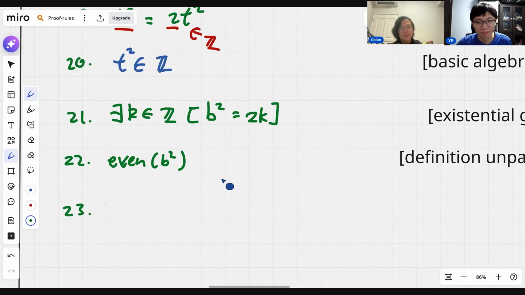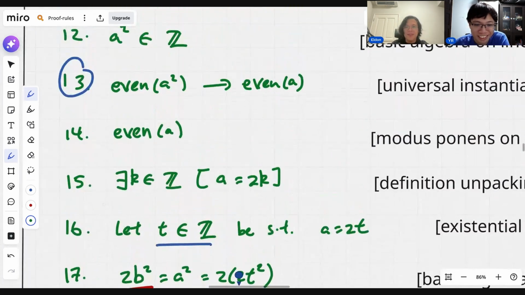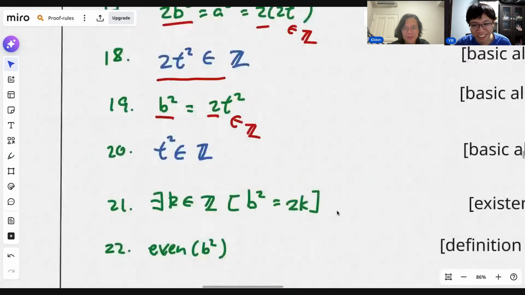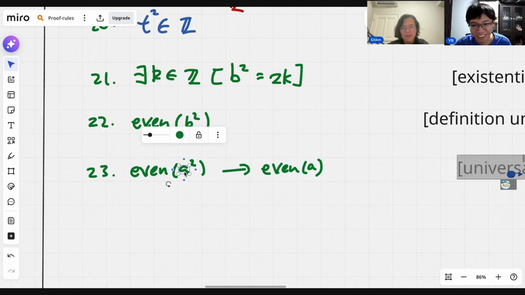Let's keep going. So b squared here happens to be even. And if we remember, I'm actually going to copy paste it this time, using the same lemma, I can now say a very similar statement: even b squared.